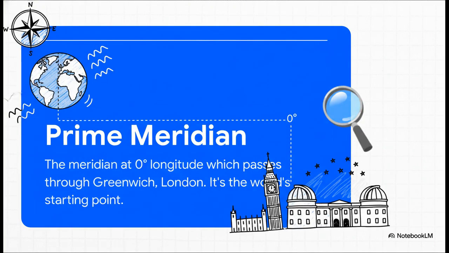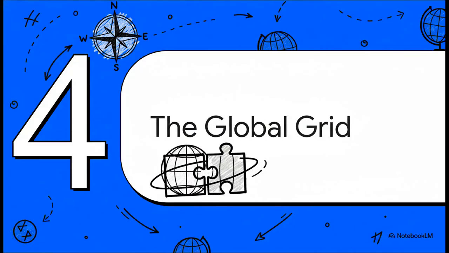This is where that global agreement became absolutely crucial. After a lot of debate, back in 1884, the world finally decided that the line passing through the Royal Observatory in Greenwich, London, would be our official starting point. That became the prime meridian, 0 degrees longitude. All east-west measurements would now start right there. Okay, now we have both pieces of the puzzle. We've got a way to measure north-south, and now we have a way to measure east-west. It's finally time to put them together.